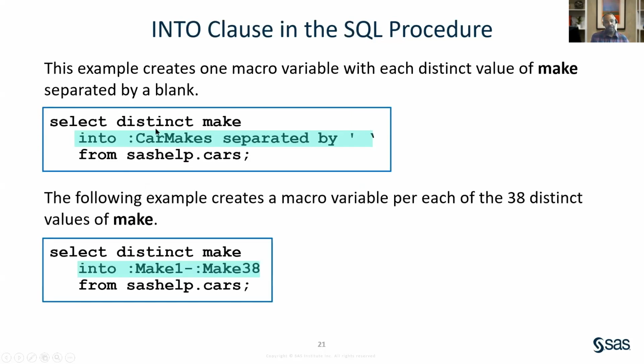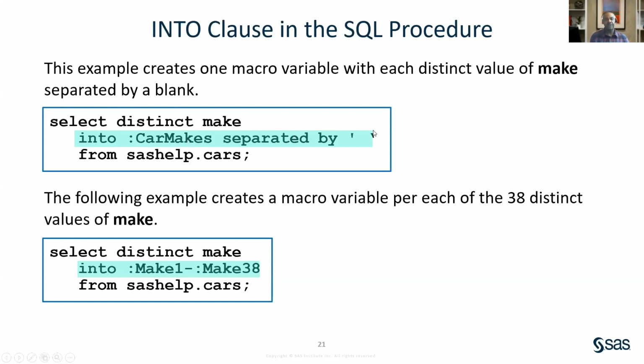Distinct or unique, either word would work. So I want to take distinct makes of a car like Chevrolet, BMW, Acura. In SAS help cars, I might have multiple records for a particular make, like Chevrolet, but I only want the distinct values. So: select distinct make into :car_makes separated by a space. So what is going on?